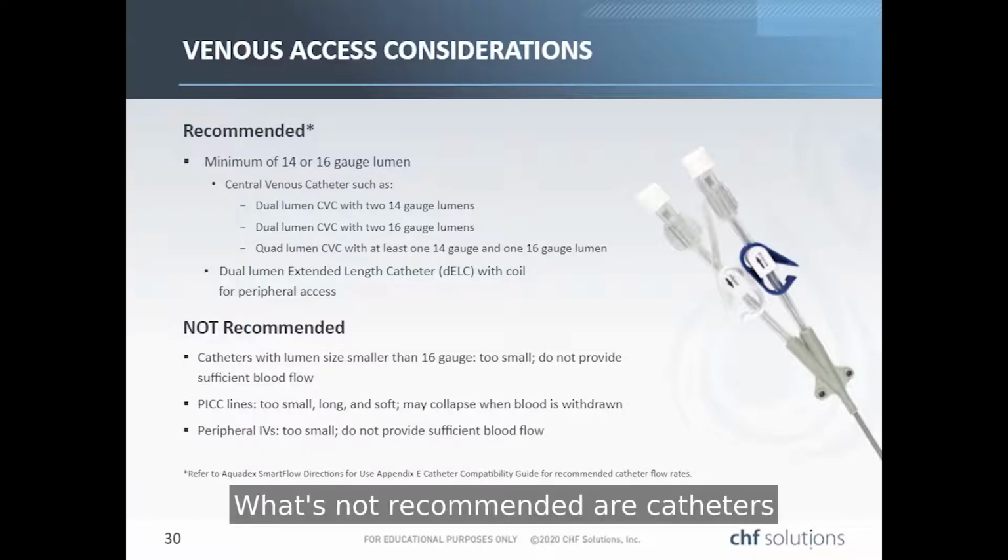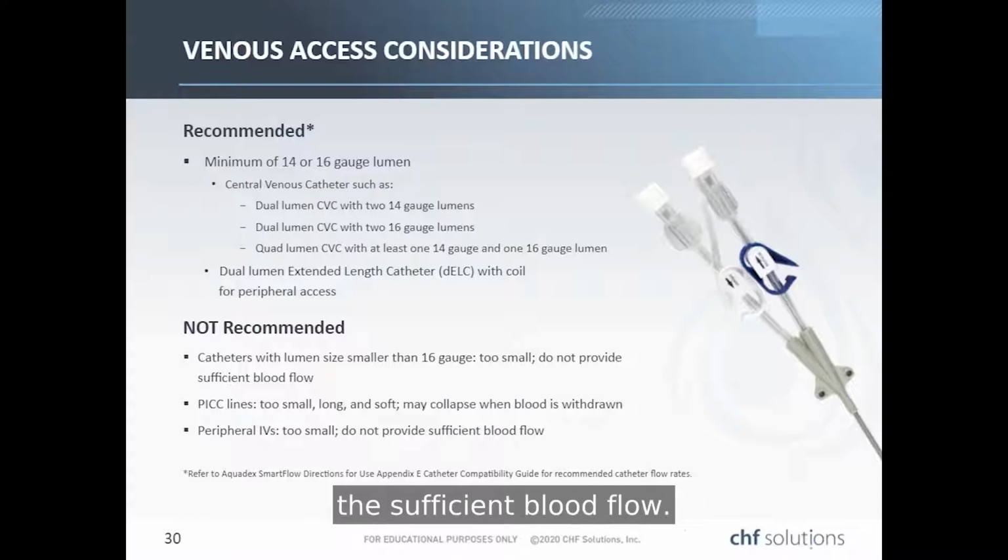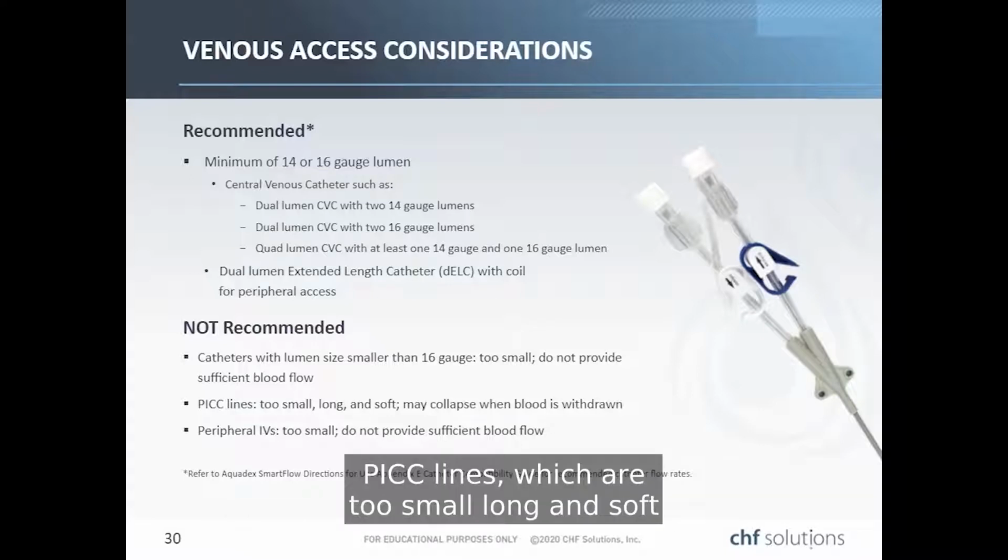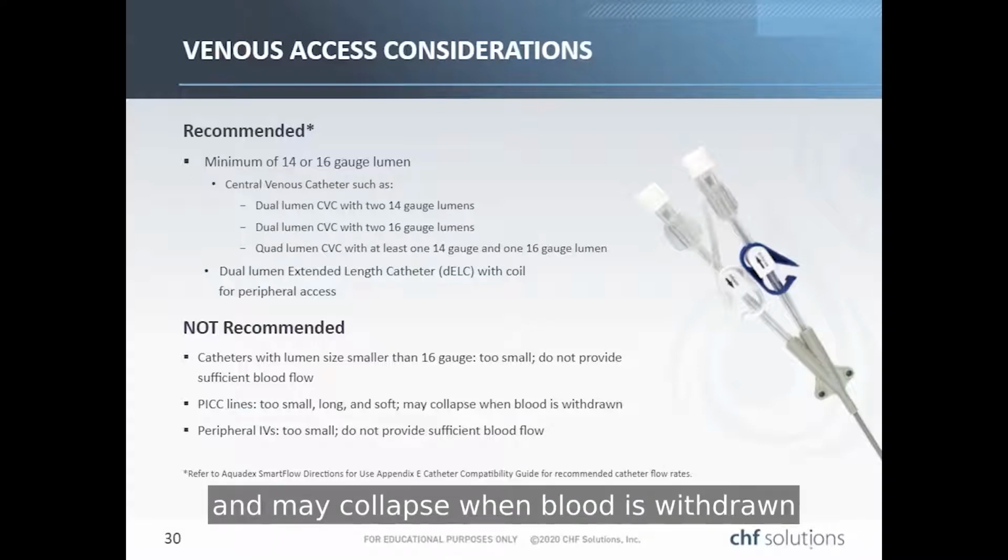What's not recommended are catheters with lumen sizes smaller than 16 gauge. These are too small and will not provide sufficient blood flow. Also not recommended are PICC lines, which are too small, long, and soft, and may collapse when blood is withdrawn, or peripheral IVs, which are too small and do not provide sufficient blood flow.